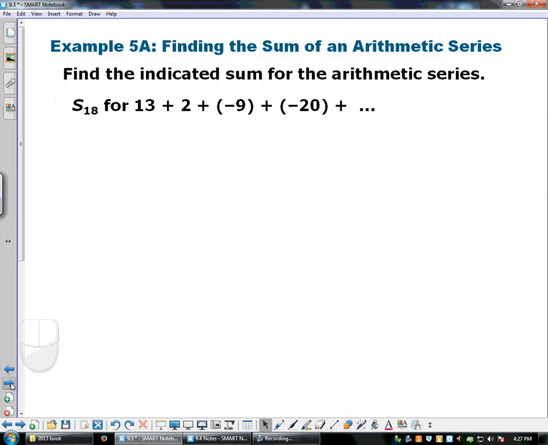All right, so let's try to find the sum in this one. Find the indicated sum for the arithmetic series, S sub 18, which means the sum of the first 18 terms. And we're given a few of them: 13 plus 2 plus negative 9 plus negative 20, and so on. So how are we going to do this?